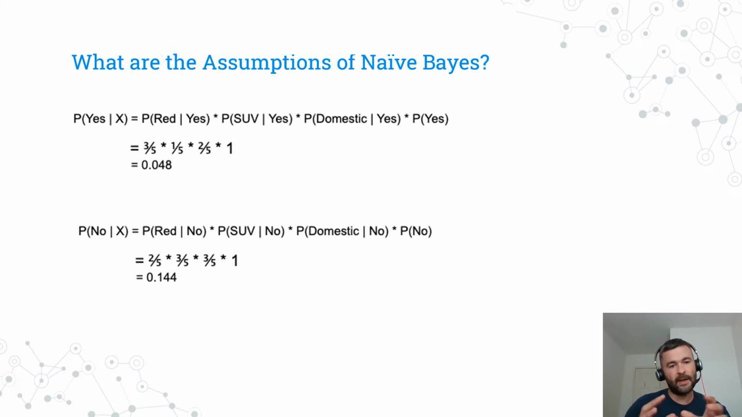So as the equations we discussed earlier, we can calculate the posterior probability as P(yes|X), as shown in the top part of this particular slide, and we can calculate the P(no|X), as shown in the second part. So since 0.144 is greater than 0.048, this means given the features red, SUV, and domestic, our example gets classified as no. No, the car is not stolen.